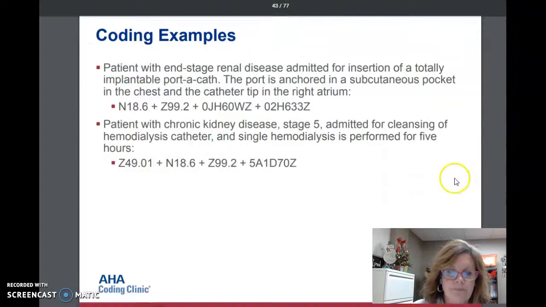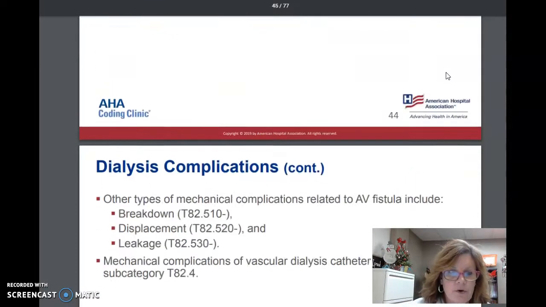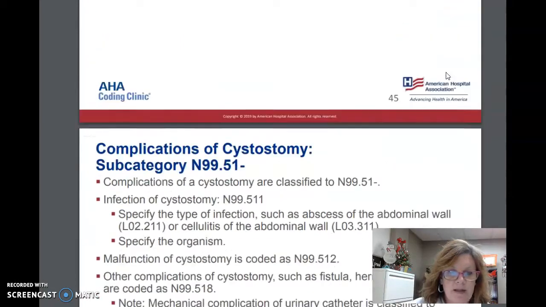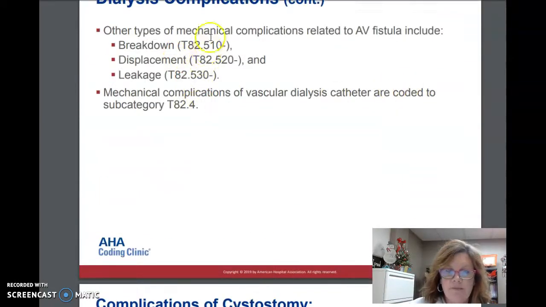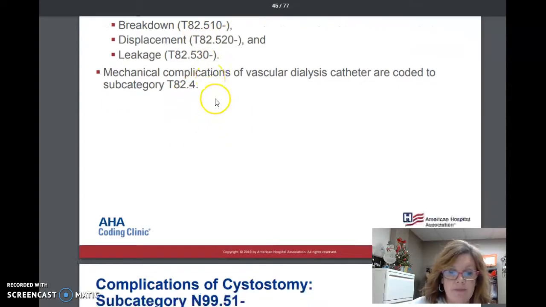Okay. All right, so complications. It could take 2 to 3 months for an AV fistula to mature. So those are different complications with dialysis. And keep in mind, these are diagnosis codes. Okay, so how do I look these up? You could go to complications, mechanical, anything in this area that's going to come up with your T code.